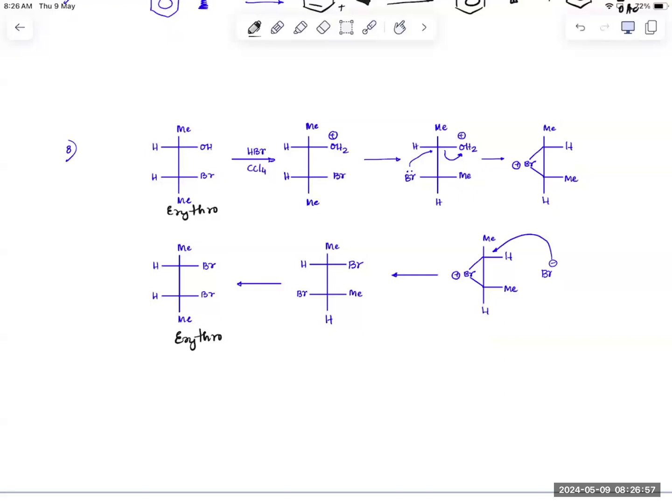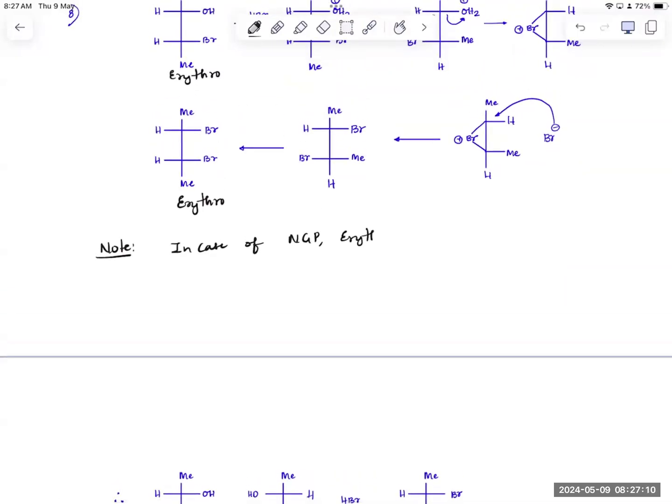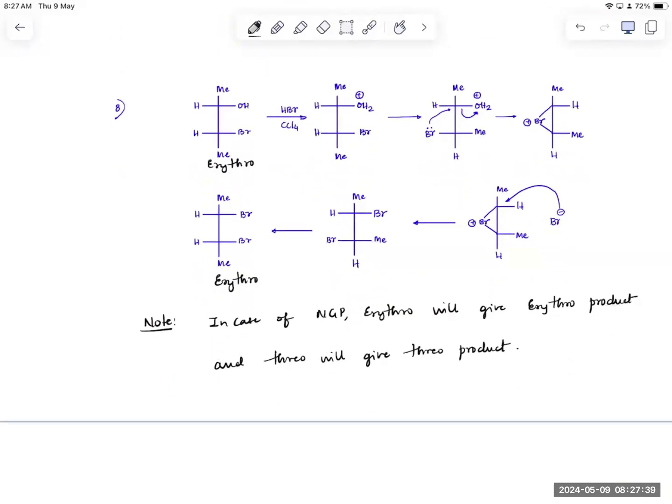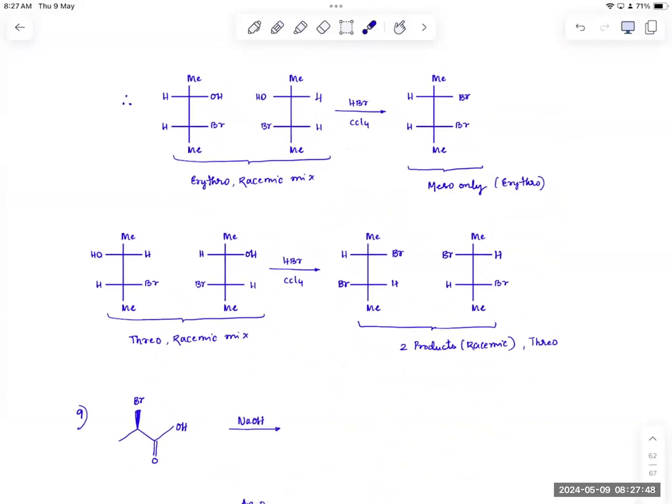So if there is NGP, everybody, erythro remains erythro and threo remains threo. Okay, so put that as a note. In case of NGP, erythro will give erythro product, and threo will give threo product. So that is what you need to understand in case of erythro and threo. I hope this example is clear with NGP. So you can see if you have erythro, then I will get meso form, which is erythro as well. If it is threo, I'll get two products, which is threo as well.